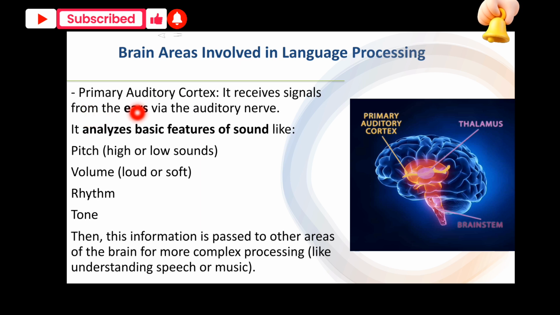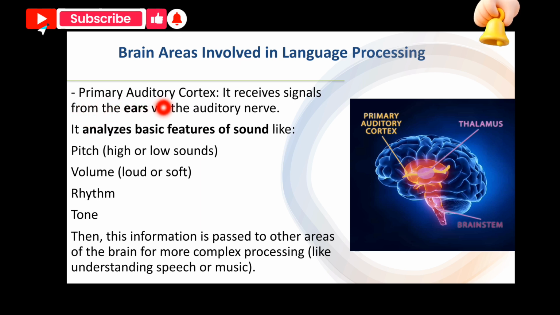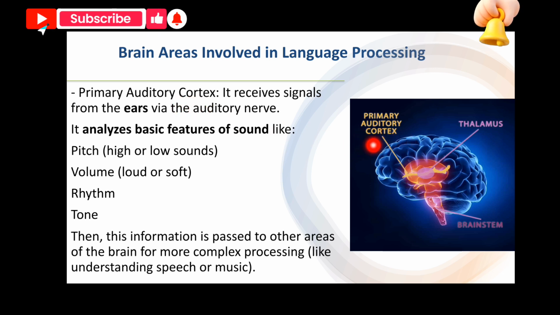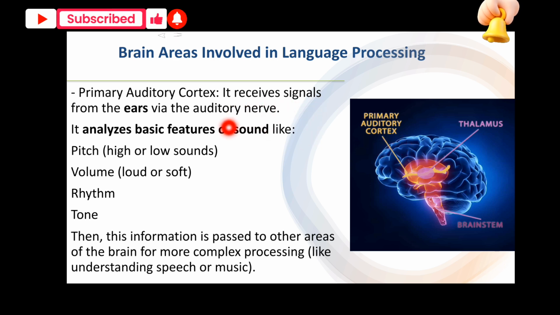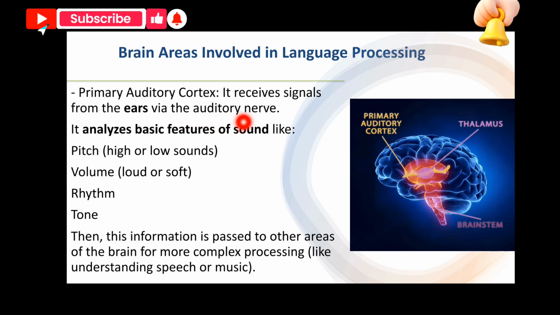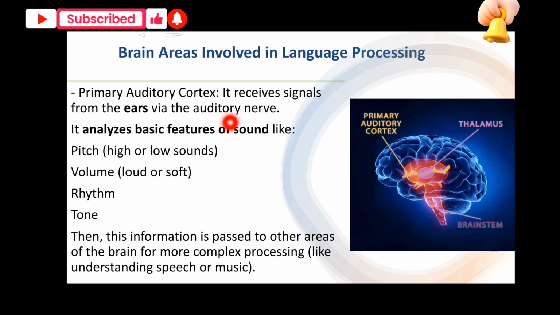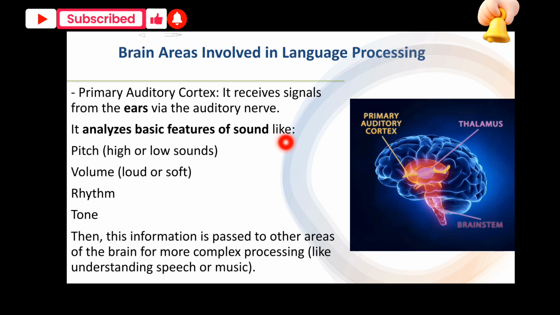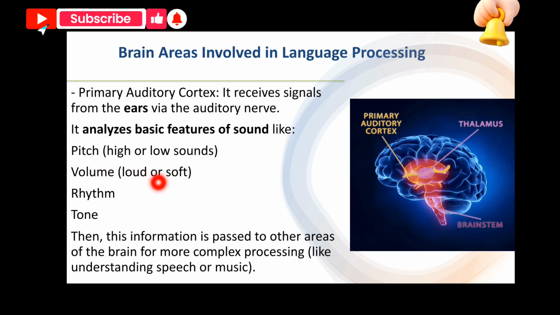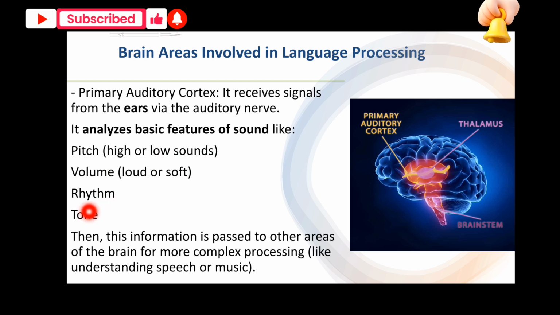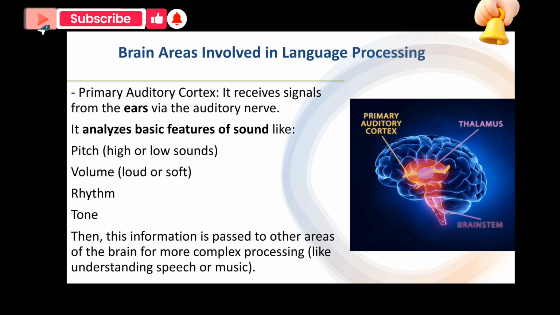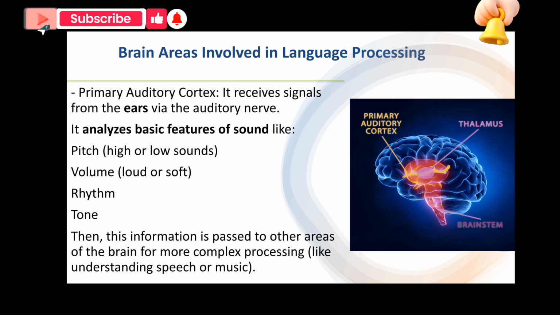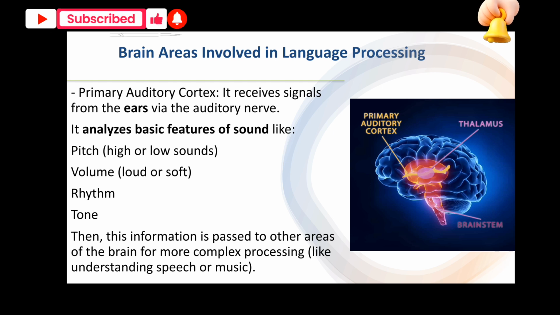So we have another area that is known as primary auditory cortex. You can see it here. It receives signals from the ears through the auditory nerve. It analyzes basic features of sound like pitch, high or low sound, volume, loud or soft, rhythm, and tone. Then this information is passed to other areas of the brain for more complex processing, like understanding speech and music.